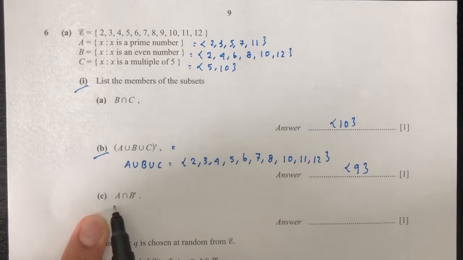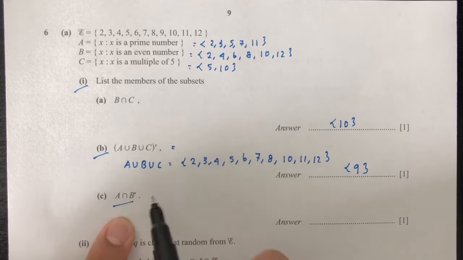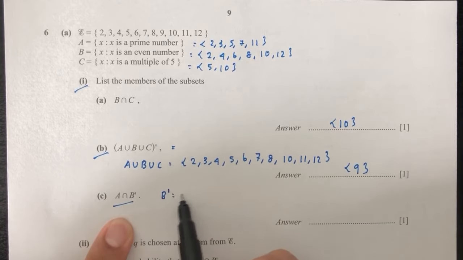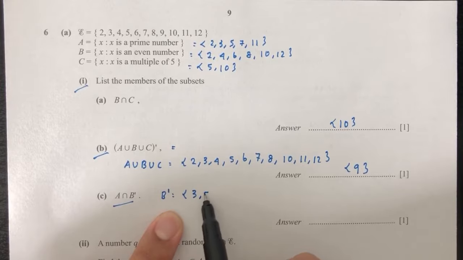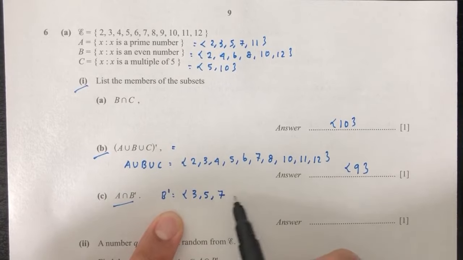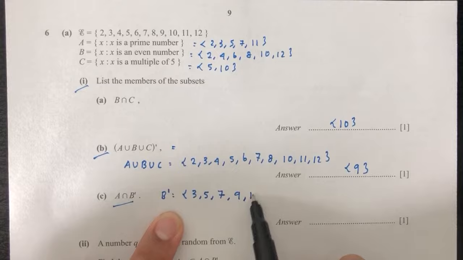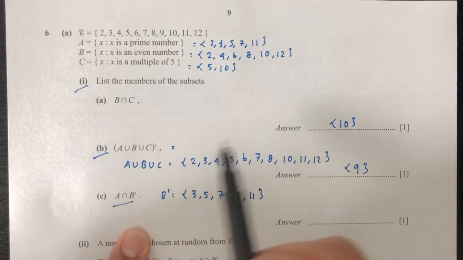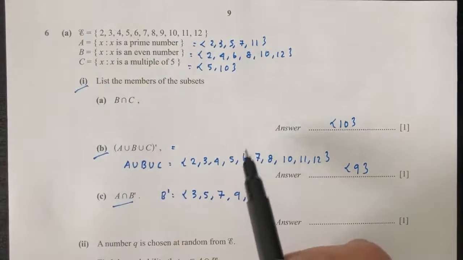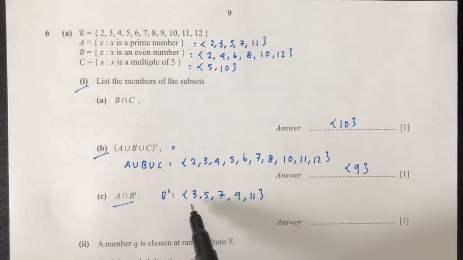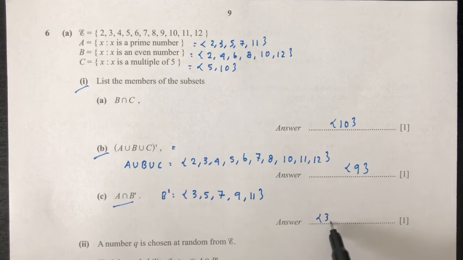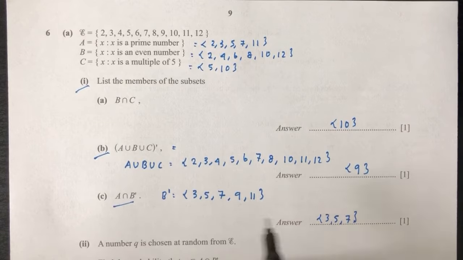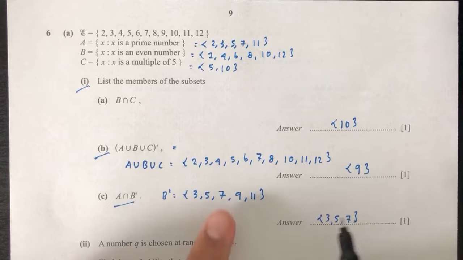So for this one, A intersecting B prime. What is B prime? B are odd numbers, which is 3, 5, 7, 9, 11. What is A? A is prime numbers. So what is in both the prime numbers and the odd numbers? It will be a set of 3, 5, 7. And that is everything that we have.